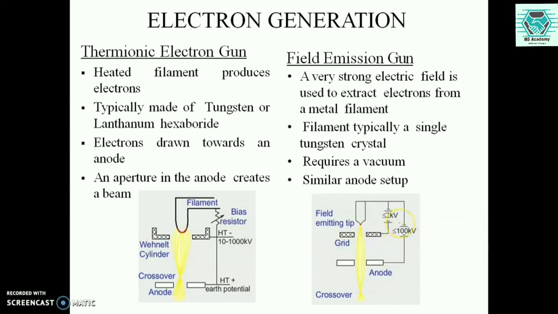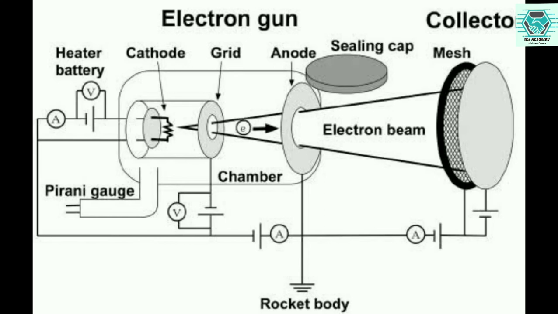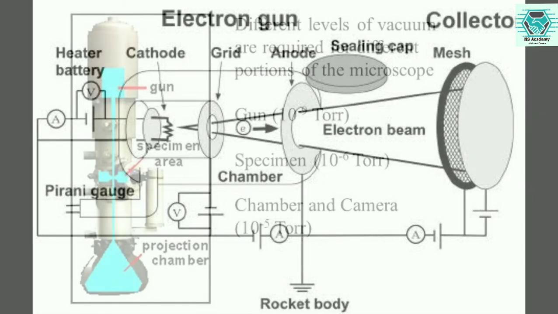Now the vacuum system, which is the most important part. The electron beam must be generated in and traverse through the microscope column under a high vacuum condition. The presence of air molecules will result in collision and scattering of the electrons from their path. In the electron microscope, the vacuum is maintained by different types of pumps.